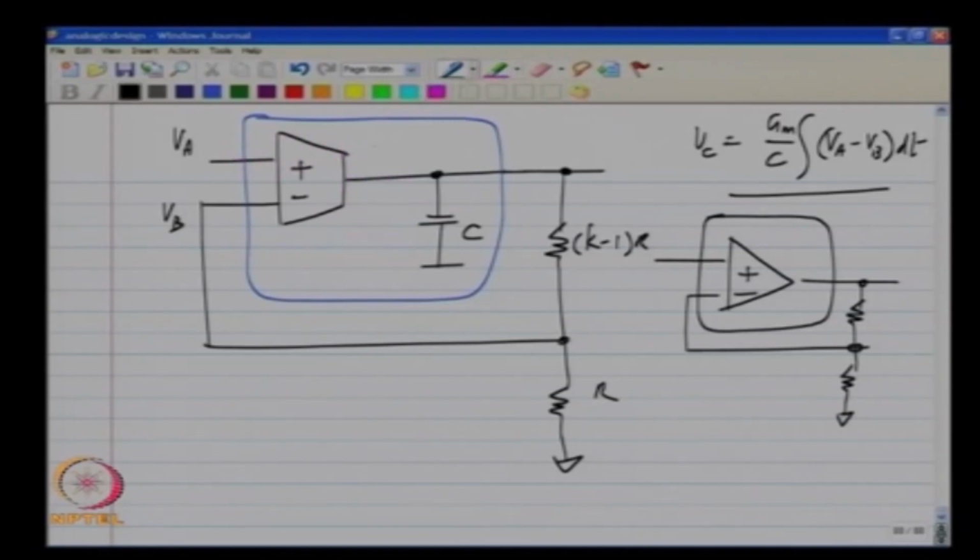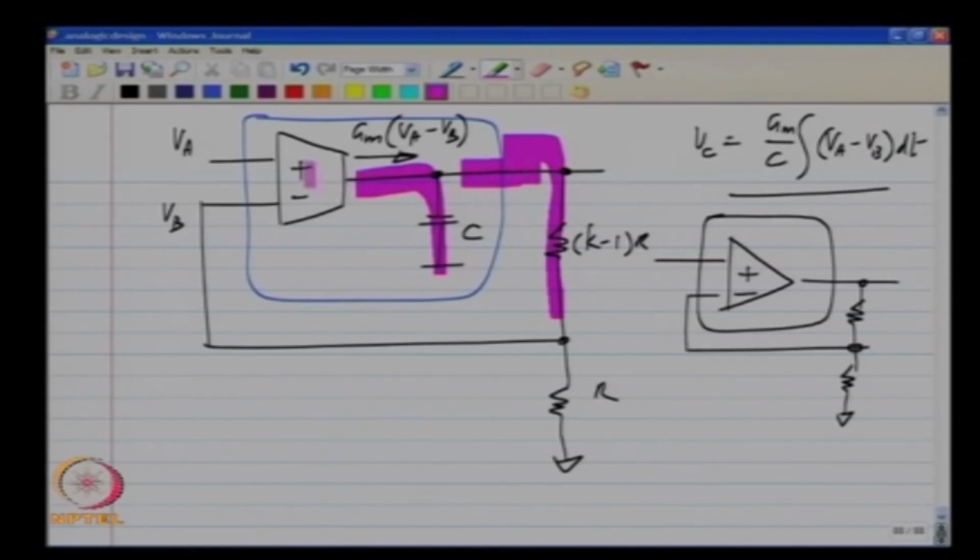The current Gm times Va minus Vb was supposed to flow through the capacitor, but the moment you connect these resistances, some of that current will flow through the resistances and the integration function is not exactly what you wanted. Okay. To prevent this, we have to make sure that no current is drawn from this point and all of the current from the transconductor goes into the capacitor. Okay. And to do that, we will use a voltage controlled voltage source or a voltage buffer. Okay.